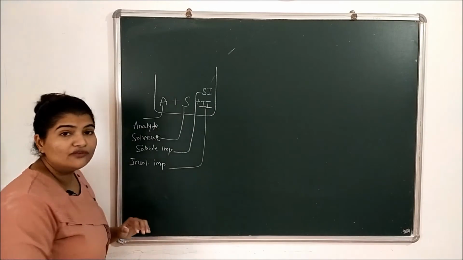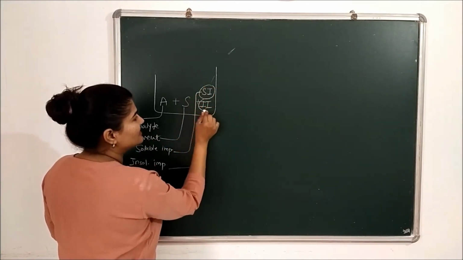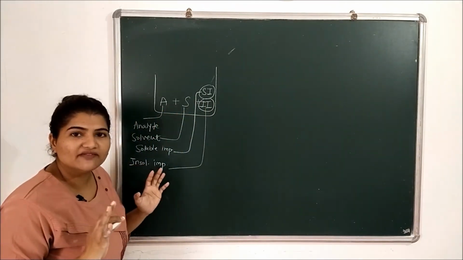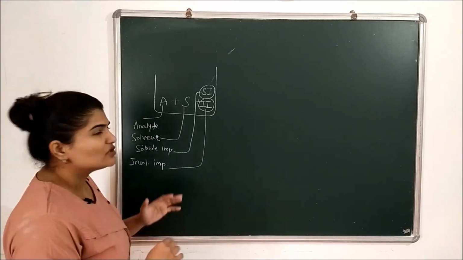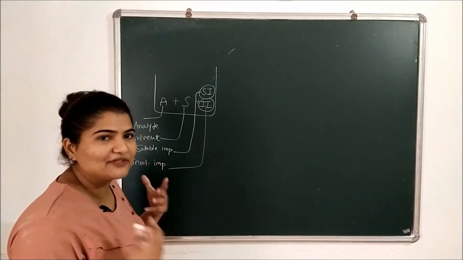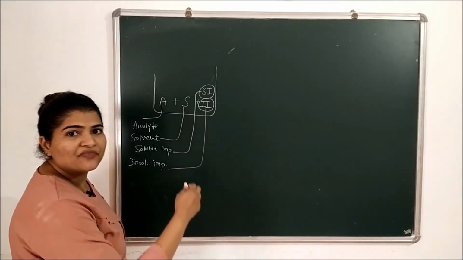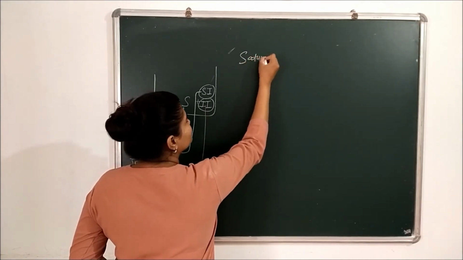Okay, now what we are going to do is separate the soluble impurities and insoluble impurities from the analyte, and what we will have finally is only the analyte in the solvent. Okay, so let's discuss how it can happen. The first step I'm going to do is make a saturated solution.